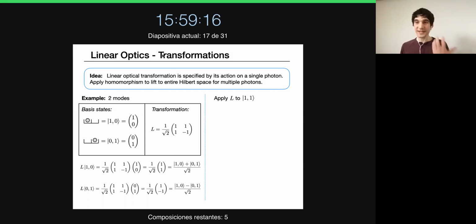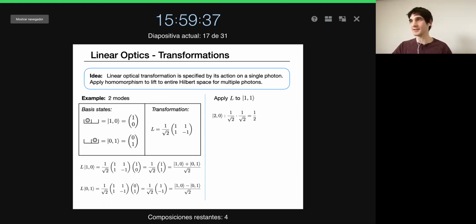The interesting thing happens when you start applying these transformations to states that have more than 1 photon in them. So imagine we take the same transformation L and we have the same number of modes, but now we have more than 1 photon. So now we have 2 photons. Now we need to do some accounting here. So let's do it one at a time. Let's first look at the amplitude that you might have on the state that has 2 photons in the first mode and 0 photons in the second mode.